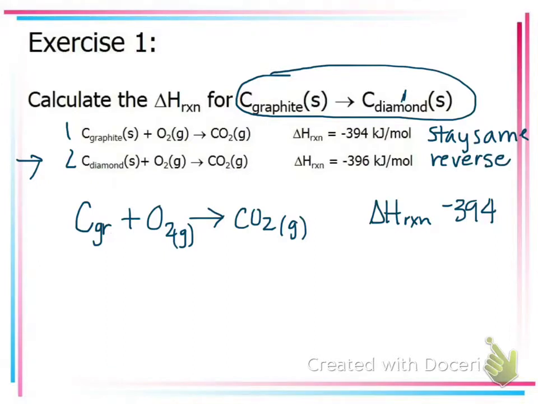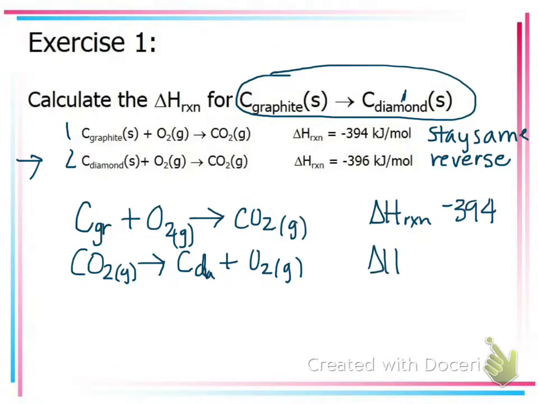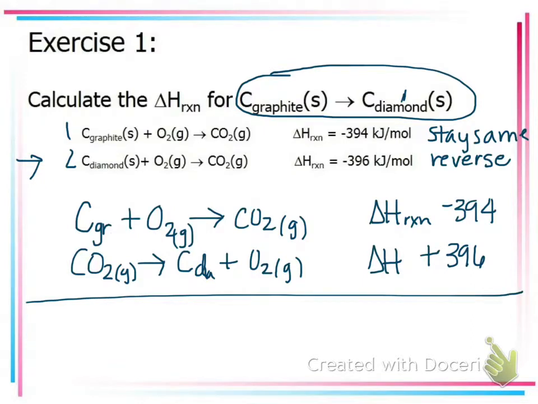And so when we reverse it, we're going to write it as CO2 gas yields carbon diamond plus oxygen gas. And then because we reversed it, we have to change the sign. So we're going to make this a positive 396. Okay, now we will add those two up. And when we do, we're going to look at what would cancel out. Oxygen is on the reactant side here and on the product side here, so oxygen is going to cancel out.